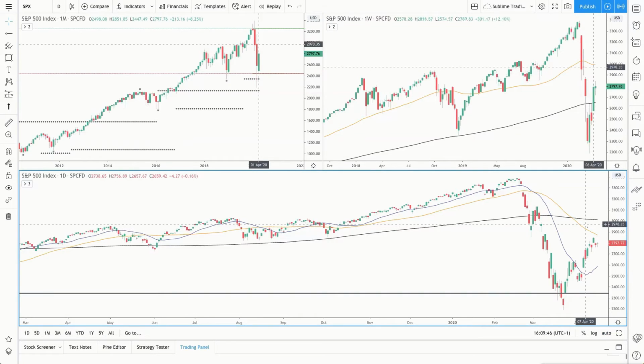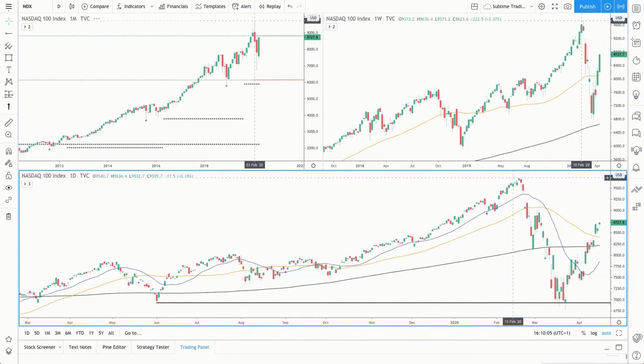If we come down to the daily time frame, price is still below the 200 moving average, still below the 50 simple moving average, which is acting as immediate resistance. If price starts moving through these levels, particularly that 3,000 round number and the 200 moving average, then we are entering back into bullish territory towards that all-time high.